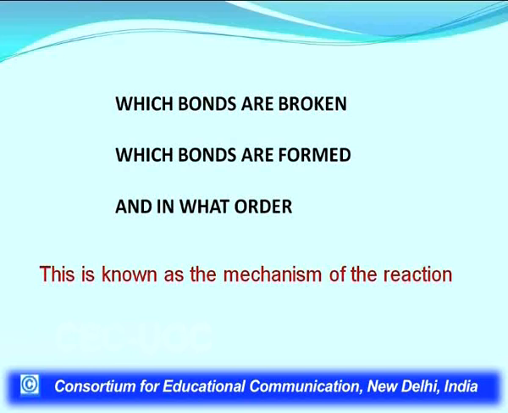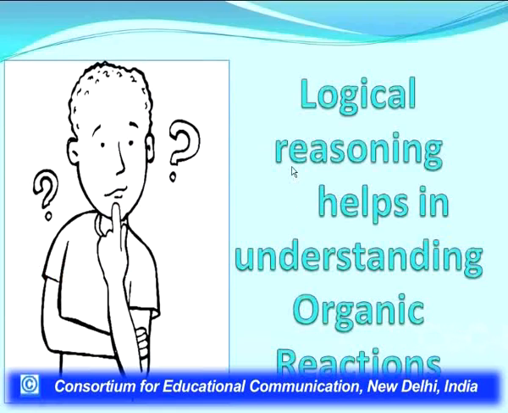We start from a particular reactant and we end up with a particular product. So, logical reasoning helps in understanding organic reactions. If we go through a chemical reaction logically, where does this logic come from? Basically, the logic in organic reactions comes from where the electrons are moving, where there is an electron deficient center, and where there is an electron excess center, and that decides how the bond will be cleaved and how the bond will be formed.